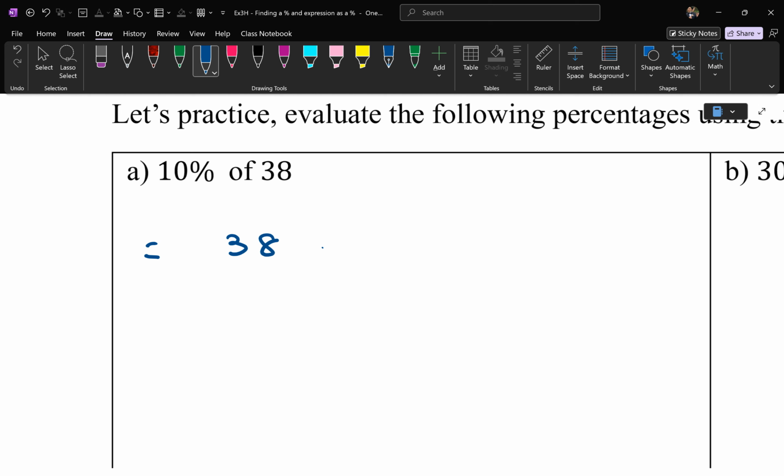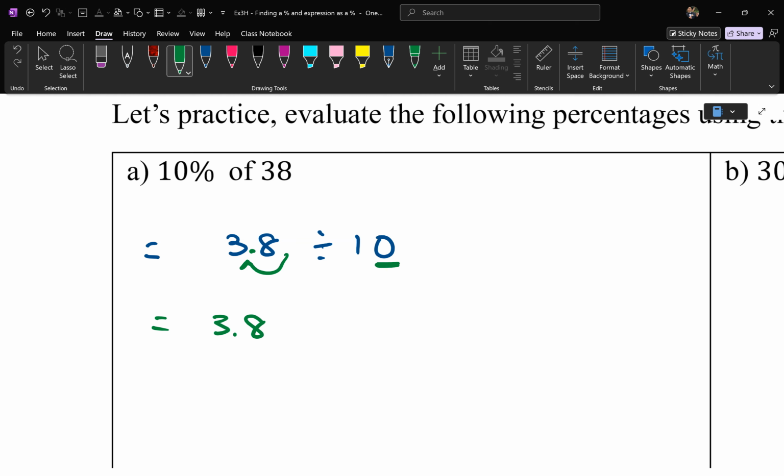I'm asking, what is 38 divided by 10? Divide by 10, move 1 decimal point. What is the answer? Can I please have, let's go with Yu Chen. What's 38 divided by 10? 3.8. Because there's only 1 zero, you move the decimal point back 1. 3.8. So 10% of 38 is easy.